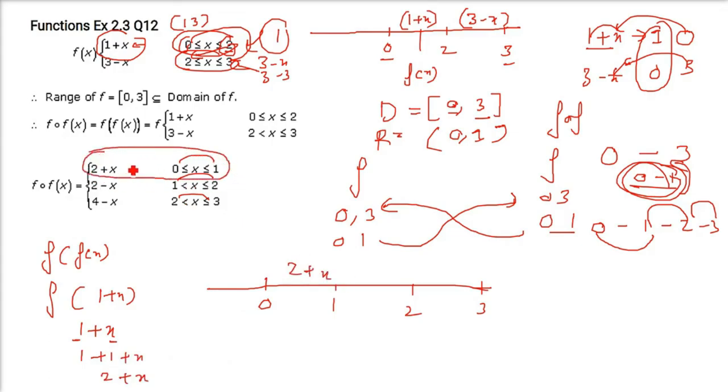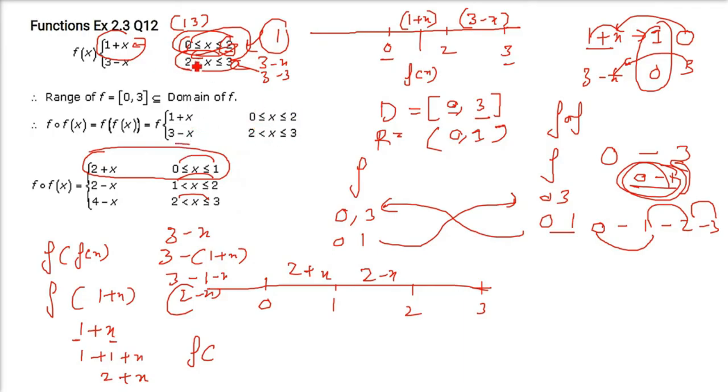Now 1 to 2. So in between 1 to 2, 1 plus x was already there, the f of x, and you have to put it inside this 1 plus x. You have 3 minus x, so you have to put it inside 3 minus x. So 3 minus 1 minus x. So you get 2 minus x. So from 0 to 1 it is 2 plus x, because 1 plus x was placed inside 1 plus x. Then 1 plus x was placed inside 3 minus x, because we have changed the domain to 1 to 2.